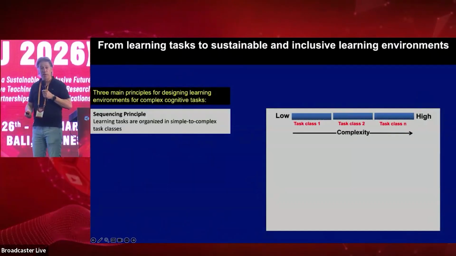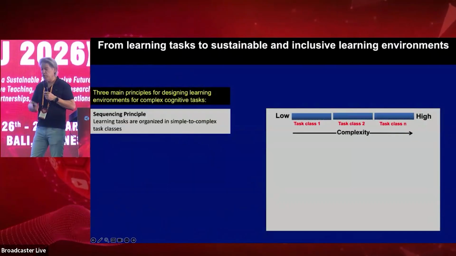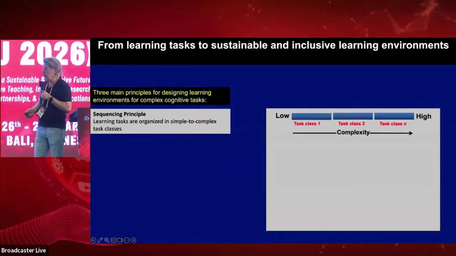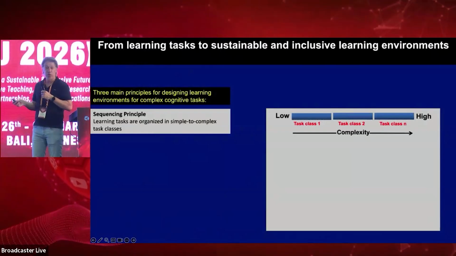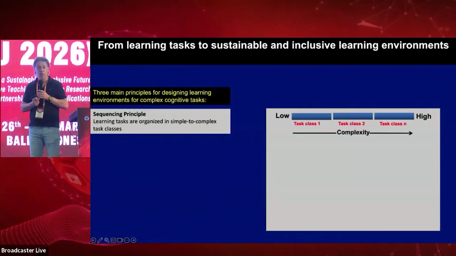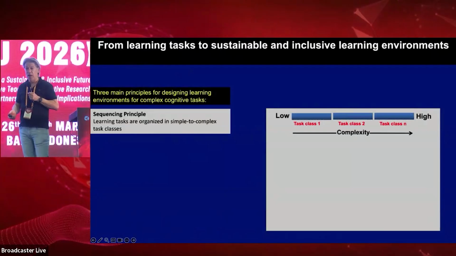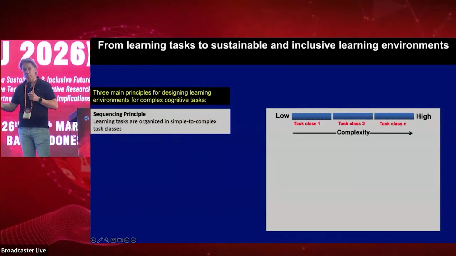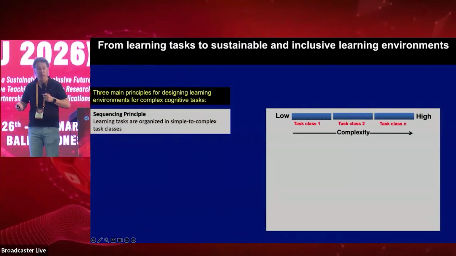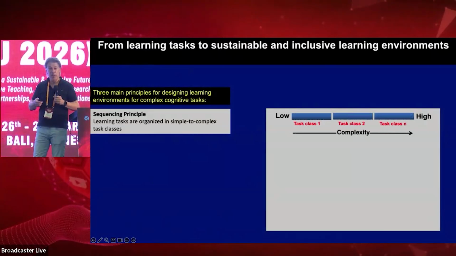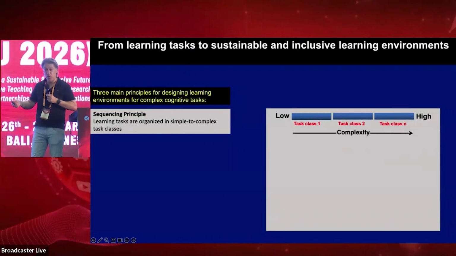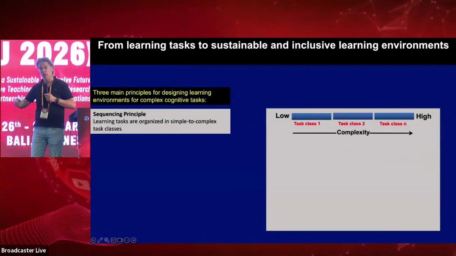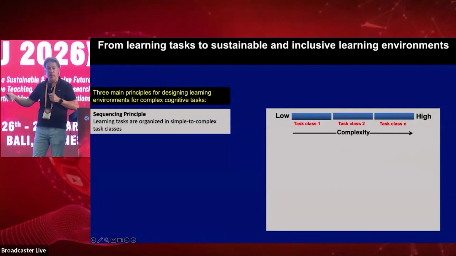I also talked about the three principles, and these are important now to keep in mind. The first step we always take is to distinguish between different levels of complexity of a learning task, and we sequence the tasks from low to high complexity. So students start with low complexity tasks, then go on to medium complexity, and finally they end up with the highest complexity tasks.